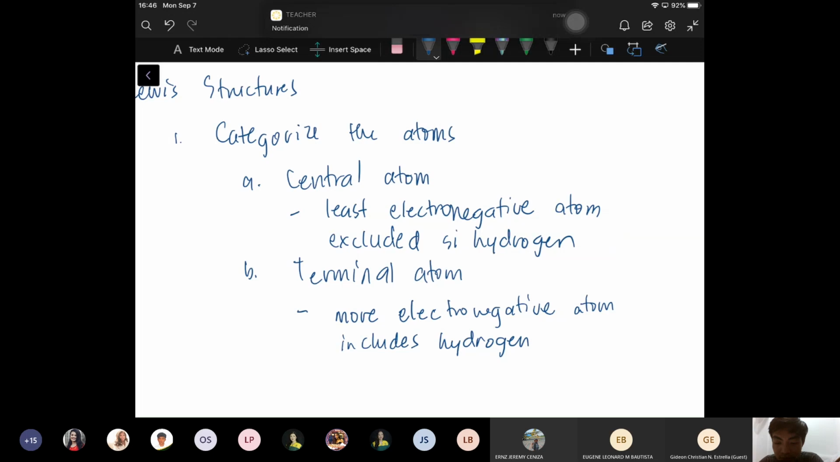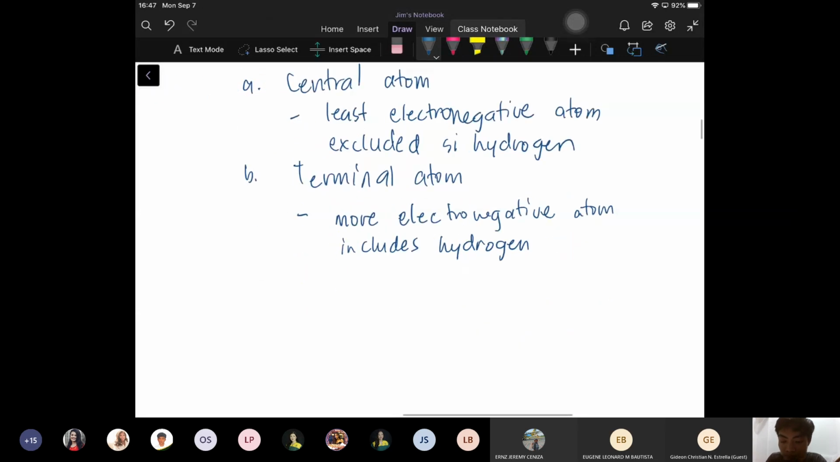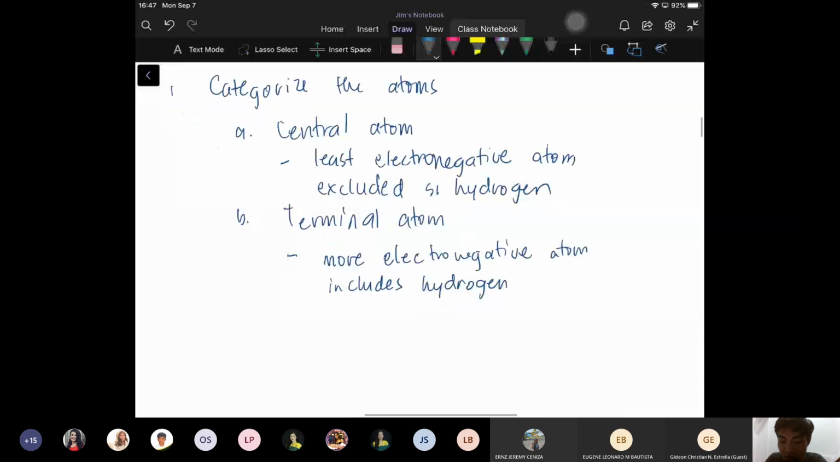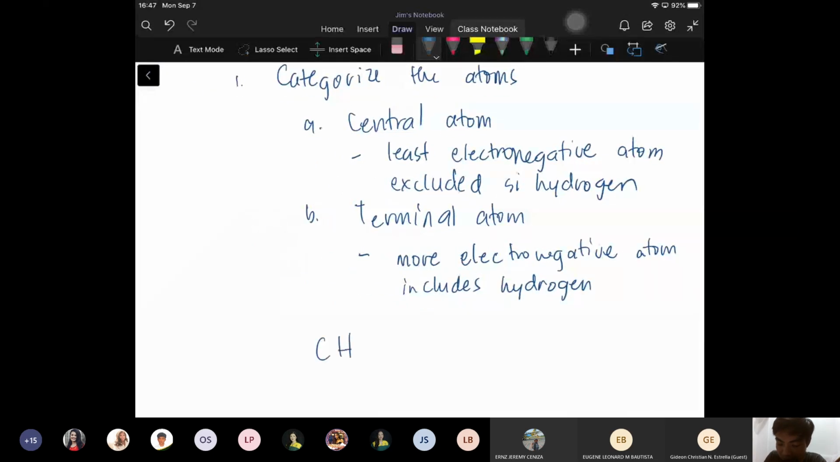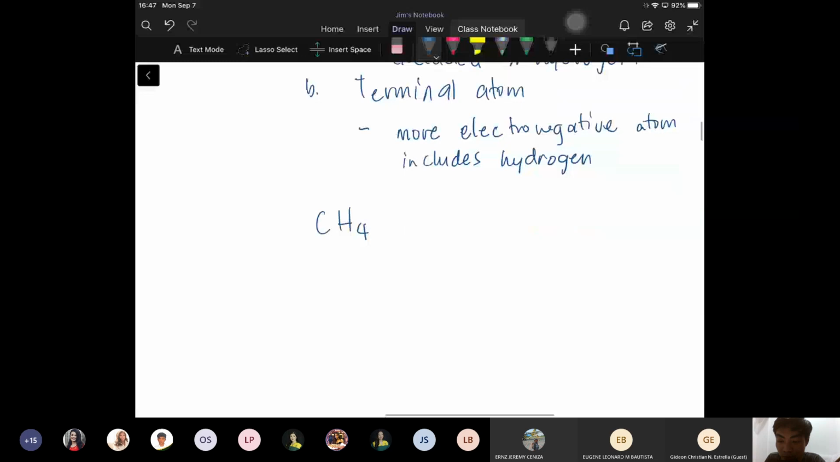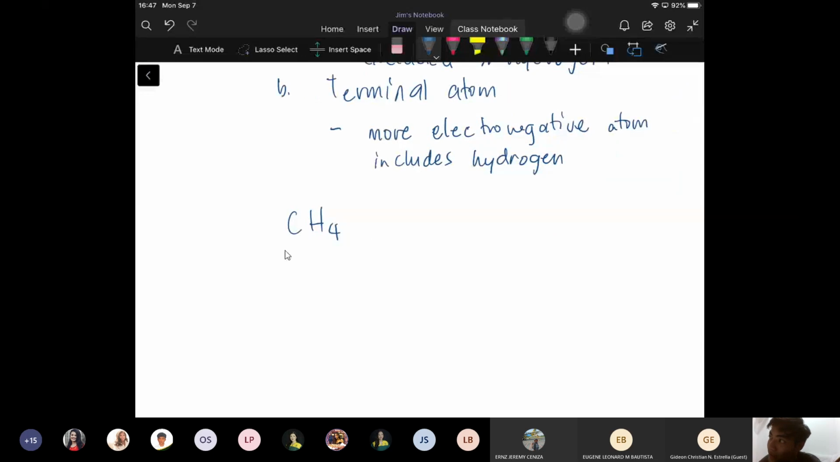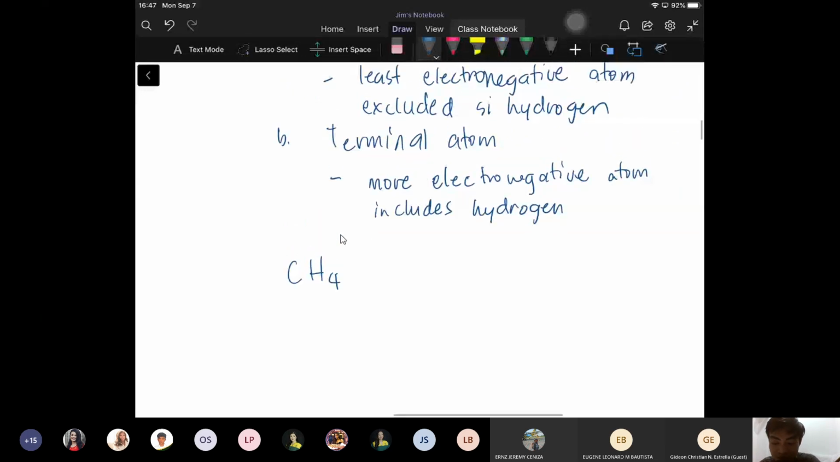So that's how we categorize atoms in our Lewis structures. So categorize mo muna sino yung central, sino yung terminal. Then after categorizing them, you can arrange your atoms in a skeletal position. Paano yon? So for example, I will have CH4. So for CH4, ang hydrogens, they are automatically terminal atoms. That means they will be bonded sa labas ng central.